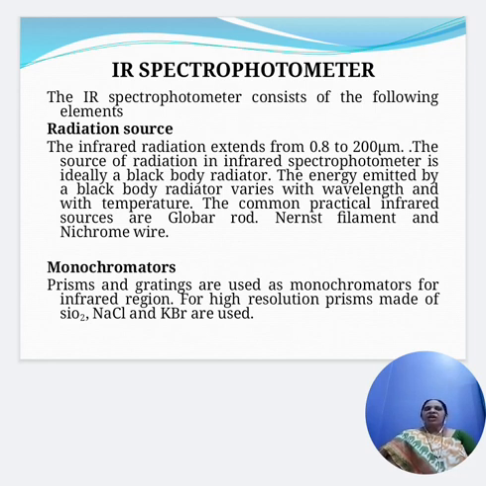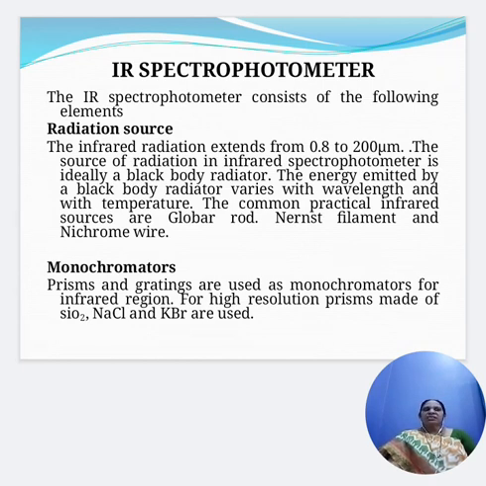The energy emitted by a black body radiator varies with wavelength and with temperature. The common practical infrared sources are the Globar rod, Nernst filament and nichrome wire. So these are the common practically used infrared sources. Then we have the monochromators. Prisms or gratings are used as monochromators for infrared regions.